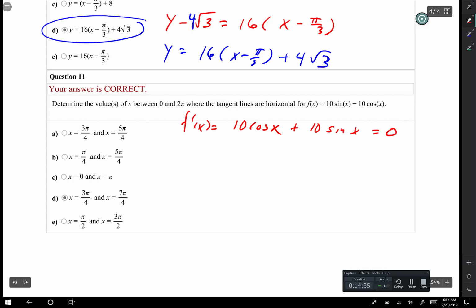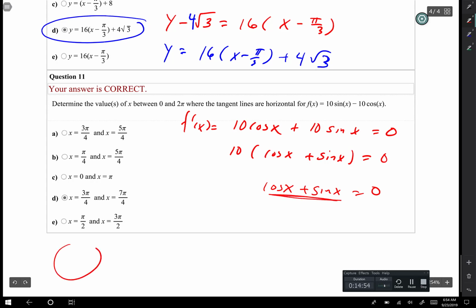I'm going to set that equal to 0. I'm going to factor out a 10. And then I have cosine x plus sine x. And I still want that to be 0. So if you want to stop right here, guys, you can. Look, the only time that cosine x plus sine x is going to be 0 is if x and y are opposite of each other. And that happens there and there, quadrant 2 and quadrant 4.